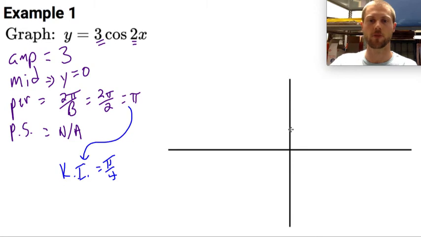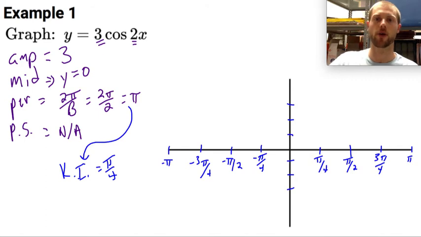So okay, let's put some stuff down. I'm going to go up to 3, so 1, 2, 3, and then down to negative 3, 1, 2, 3, and we're going to go out by pi over 4. Let's split this up into quarters here. So we'll say this is pi over 4, pi over 2, 3 pi over 4, and then pi. And then the same thing with the other side.